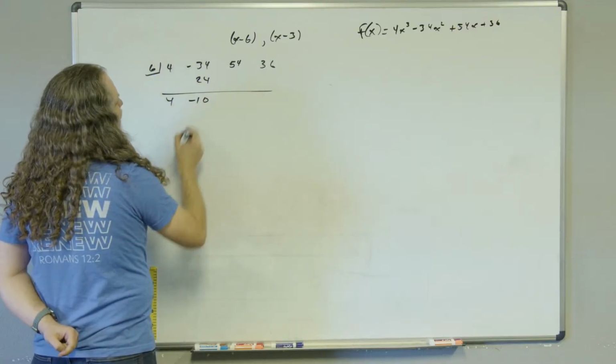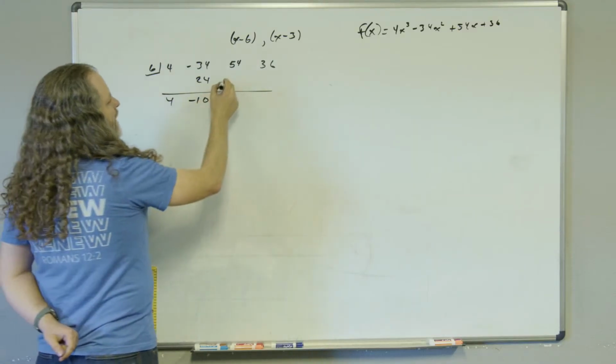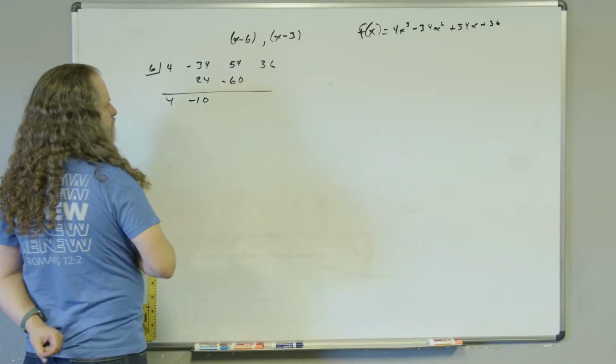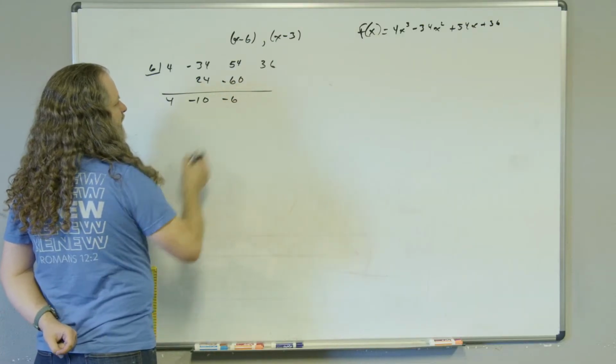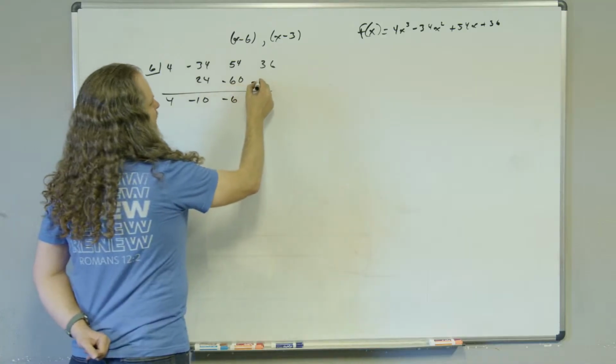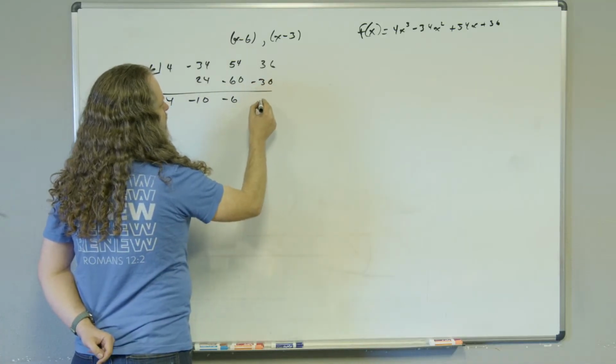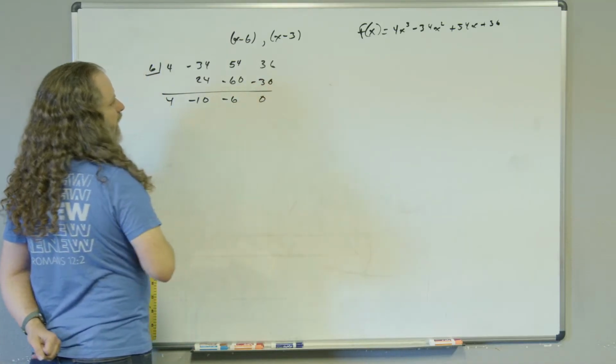6 times negative 10 is negative 60. Positive 54 minus 60 is negative 6. 6 times negative 6 is negative 36. Negative 36 plus 36 cancels and we get a 0. So it works. Great, now we do the other one.